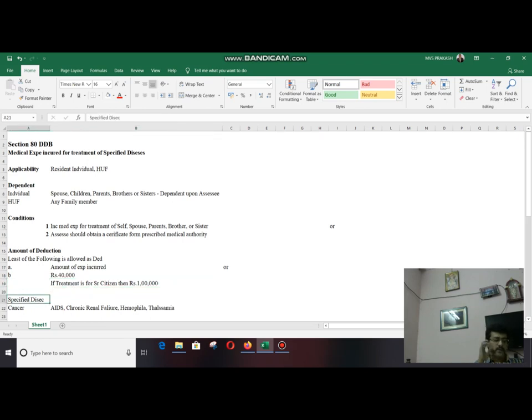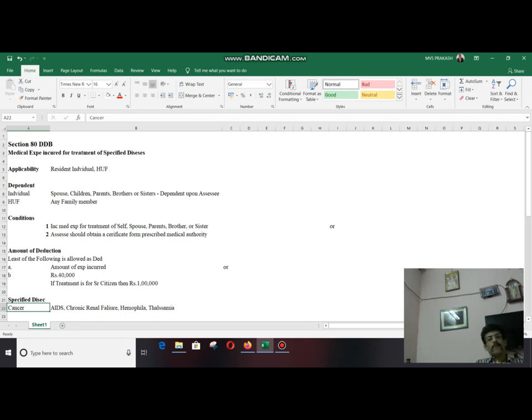So the next thing is, what is the meaning of specified disease? Specified disease is something, if any SSC is suffering from cancer, any SSC is suffering from AIDS, any SSC is suffering from something called chronic renal failure or hemophilia, or something called thalassemia. So any of these diseases is said to be called a specified disease.